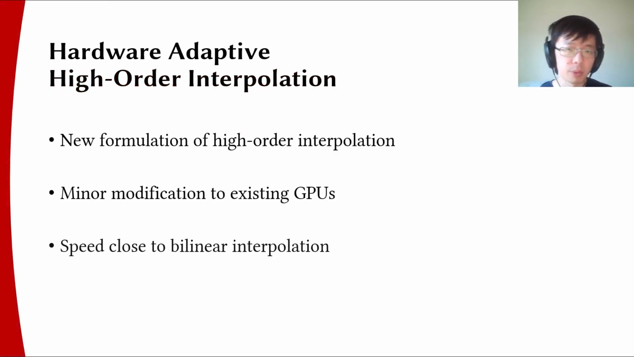In this work, we propose a new formulation of high-order interpolation, which allows us to use the existing texture filter unit on the GPU with minor modification to support high-order interpolation. As a result, we can do high-order interpolation with performance close to linear interpolation. This benefits a wide range of applications.